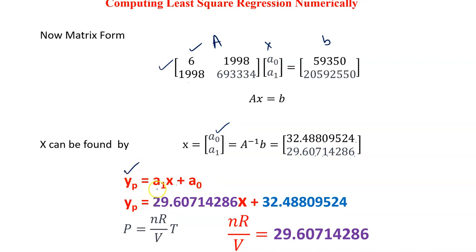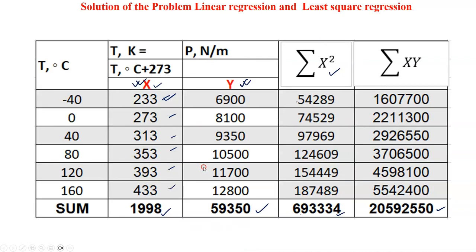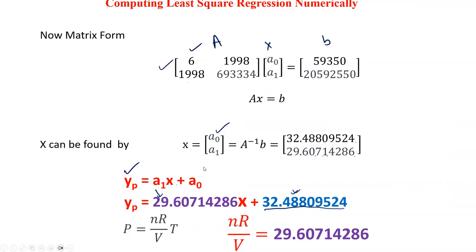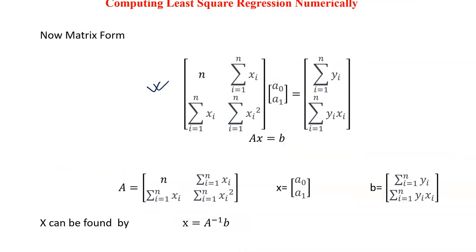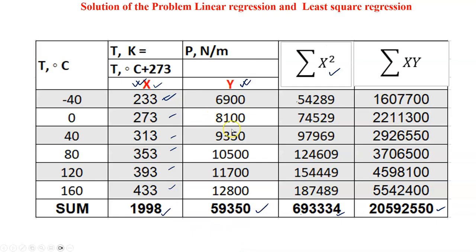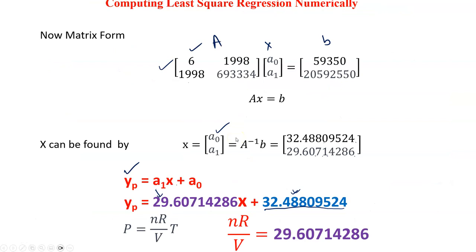Now if you plug in that A1 value, it is 29.607.14286x plus 32.4889524, right? So this is the intercept, the y intercept. If you compare it with the y data, these values are very small, because the y data are very large compared to the A0 value. So we can neglect it.